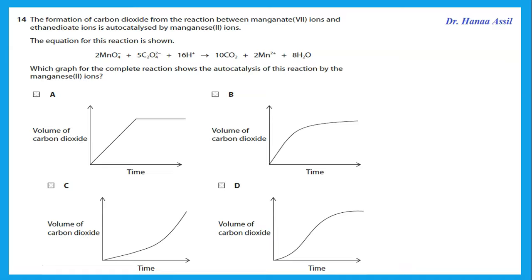So which graph shows that? Of course, the graph in which the reaction is slow at the beginning, so you cannot choose A or B, and then it speeds up, but then it eventually stops or slows down because the reactants have been used up.